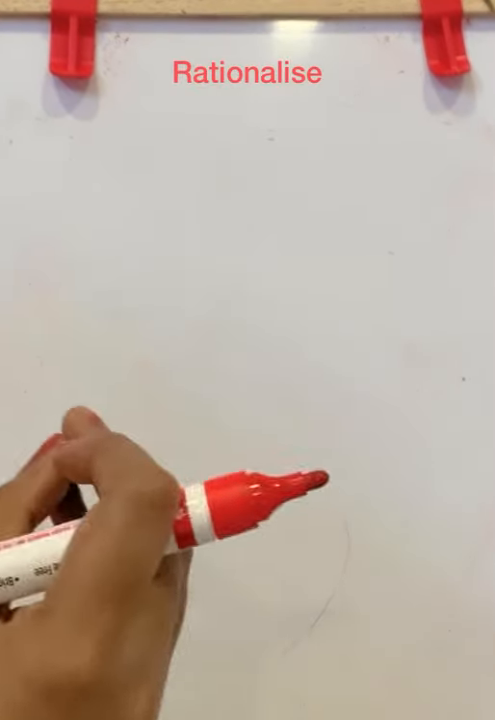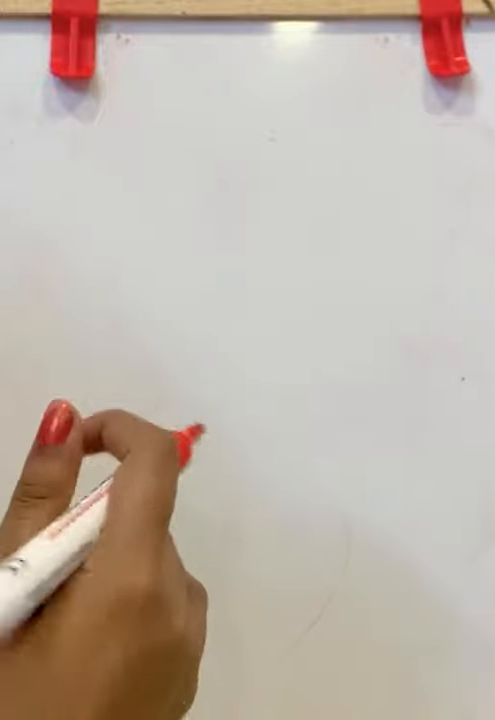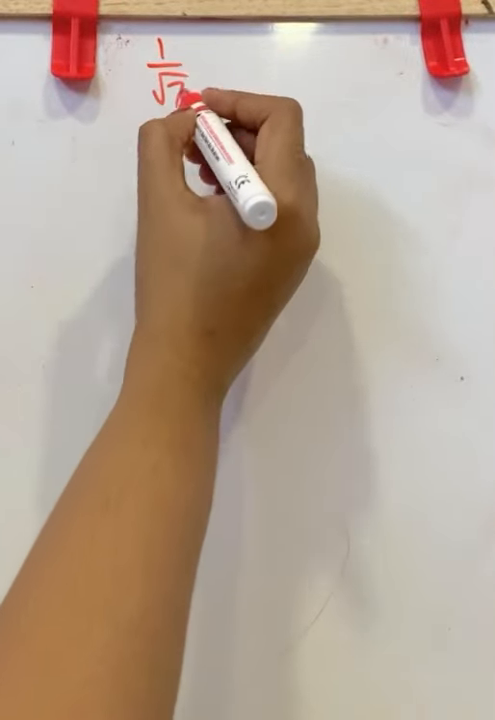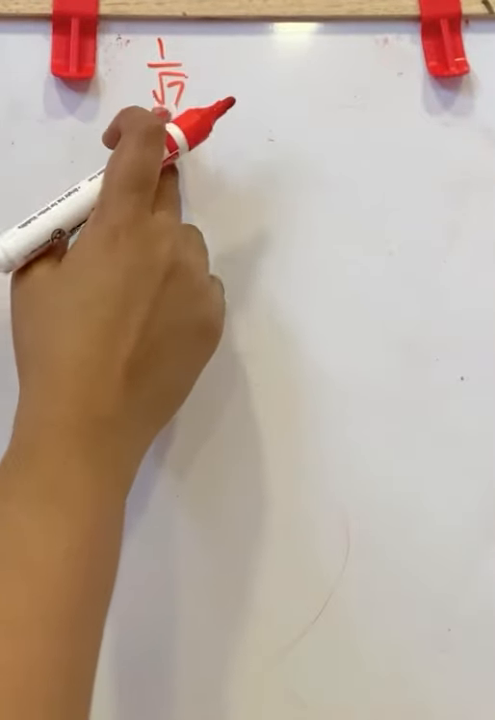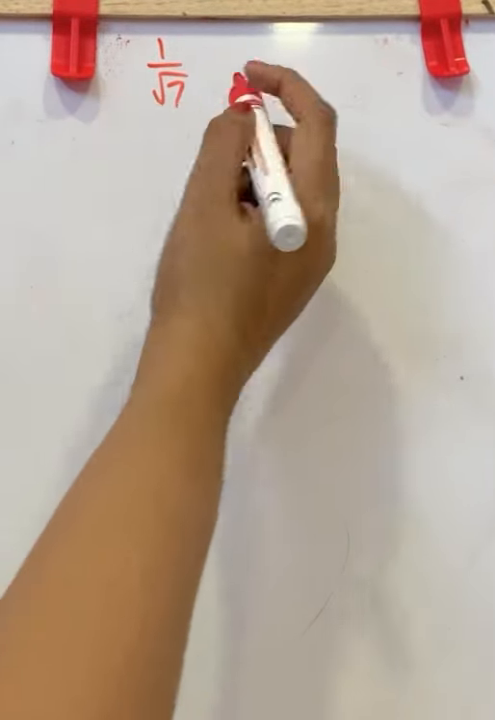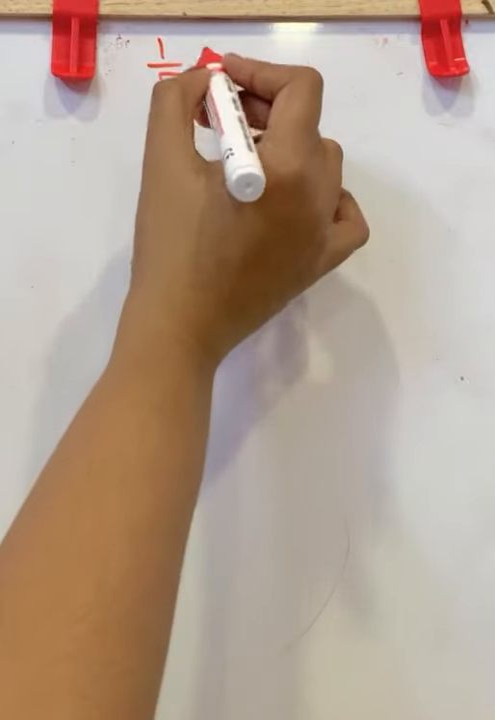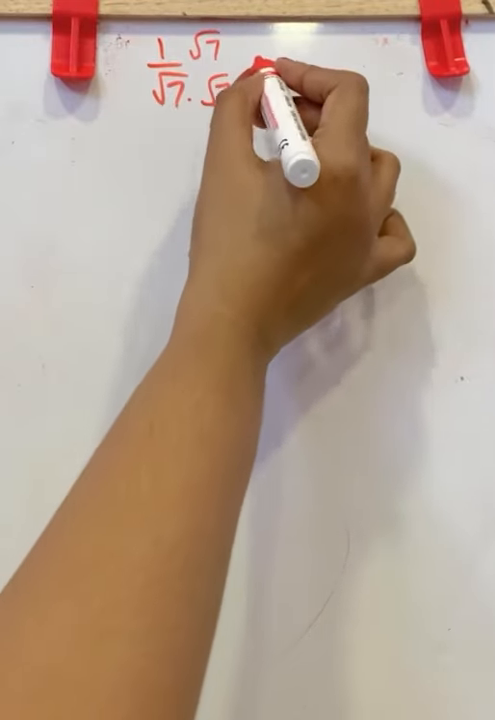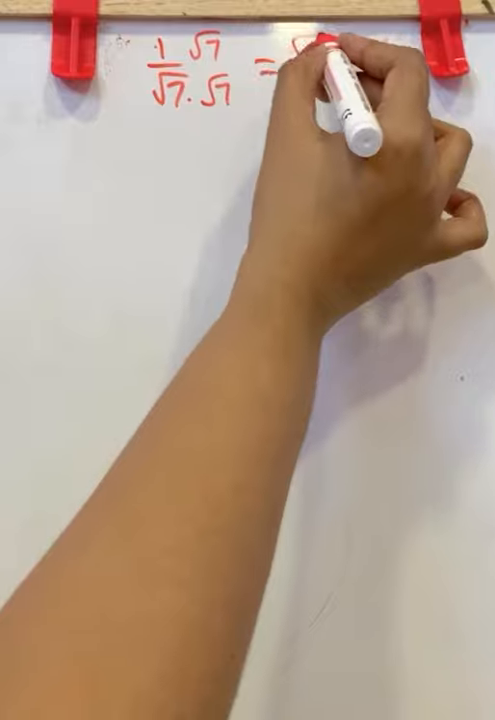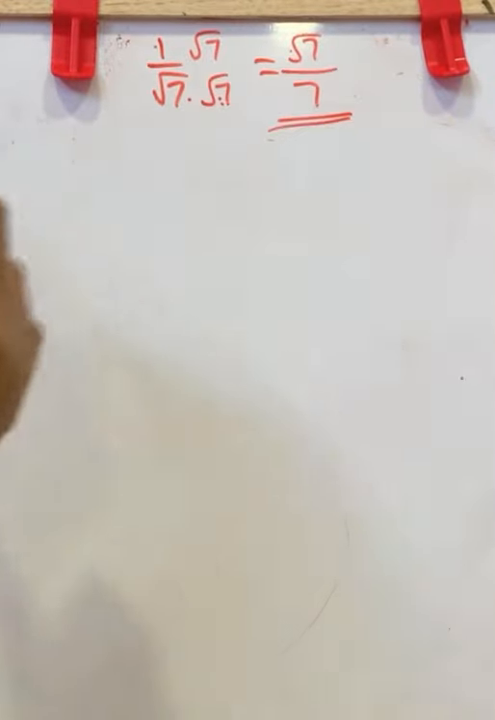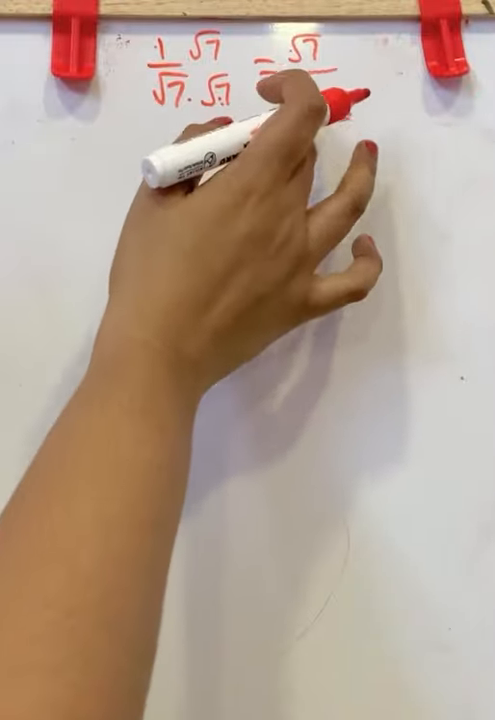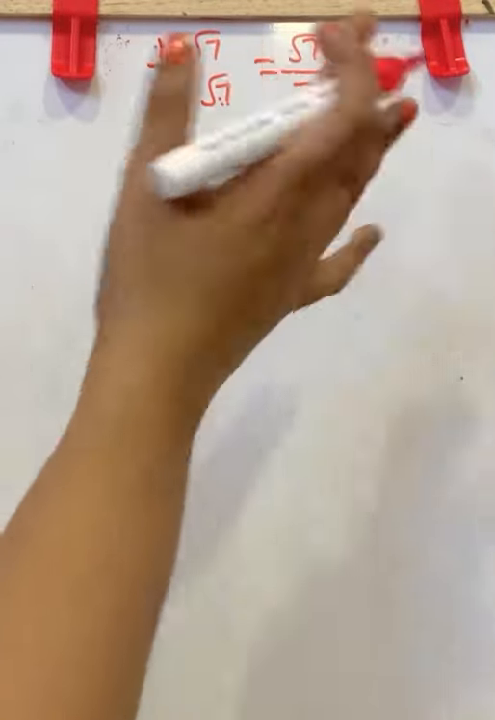Next is, rationalize the denominators of the following. Rationalize means you must remove the roots from the denominator. First question is 1 by root 7. To cancel this root, you have to multiply with one more root 7. Then the denominator root will be cancelled. If you are multiplying the denominator, you should multiply the numerator also. So root 7 into 1 is root 7, by root 7 into root 7, the answer is 7. This is the answer, root 7 by 7. Now it is rationalized. There is no root in the denominator.